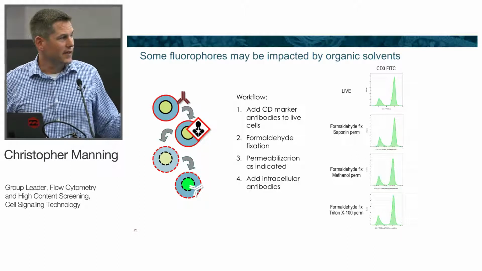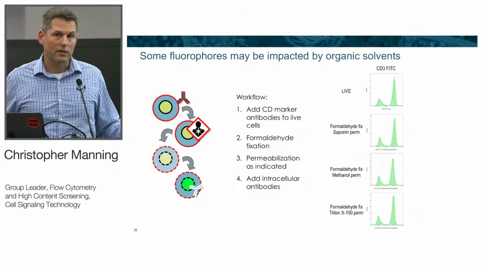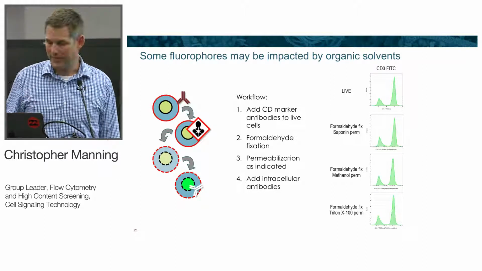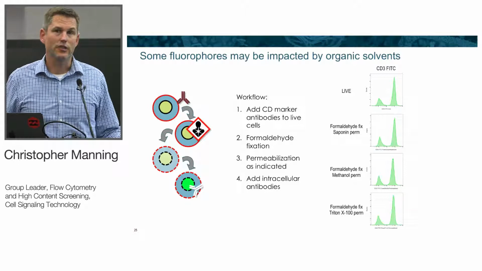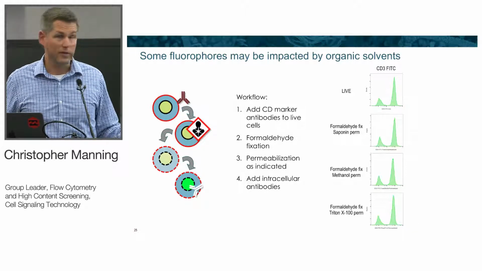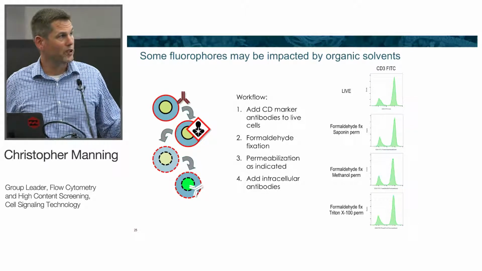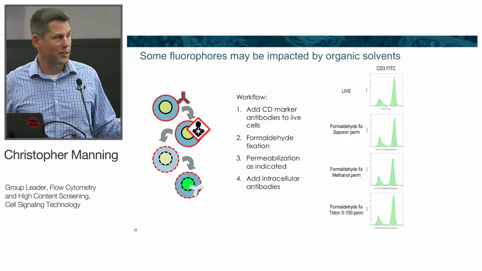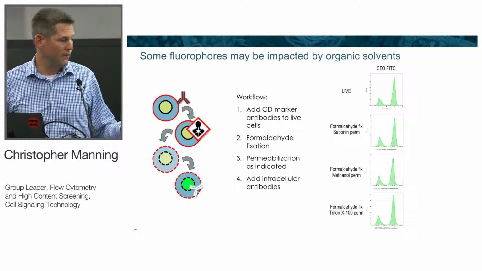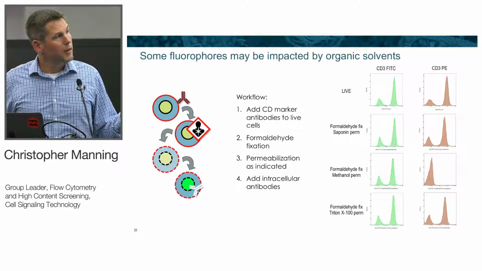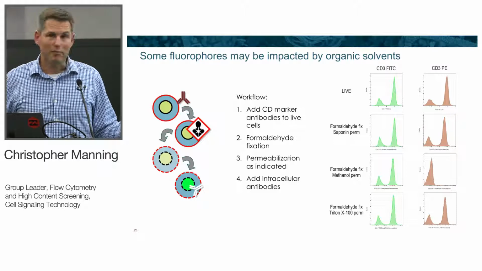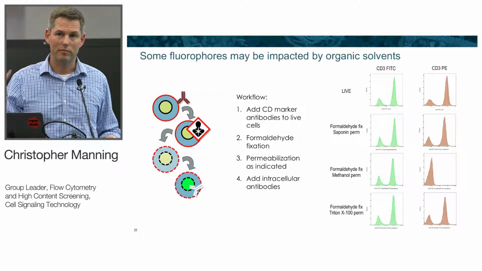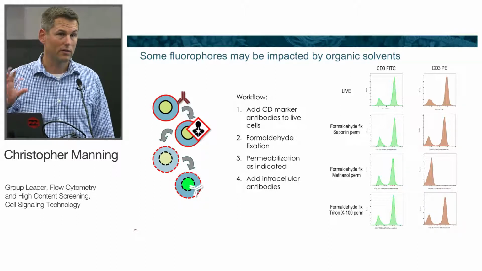What can happen here is that, again, things like methanol can affect protein fluorophores like PE or APC. Methanol can actually denature those fluorophores and make it so they don't work anymore. So here's CD3 conjugated to FITC. This was added live, and then following these different permeabilization steps, you don't really see a change in that fluorescence. But PE, you lose your positive population completely once you've permeabilized with methanol, because it's denaturing that big PE protein and it's no longer fluorescent.